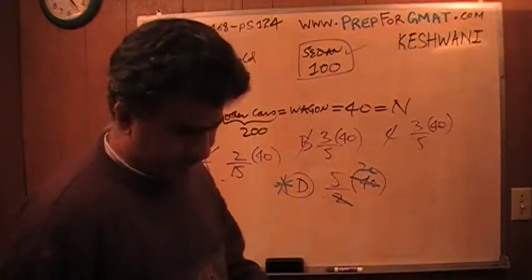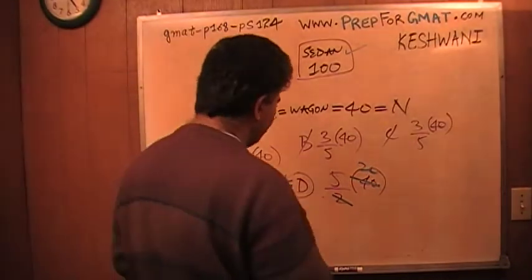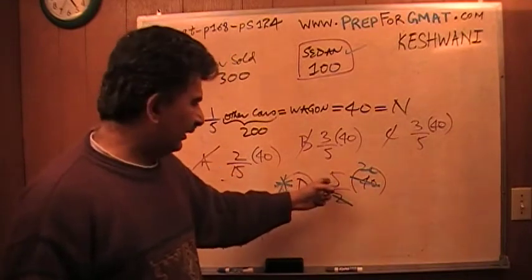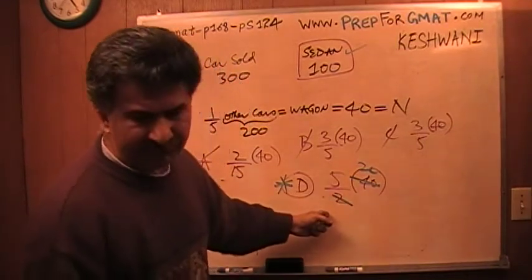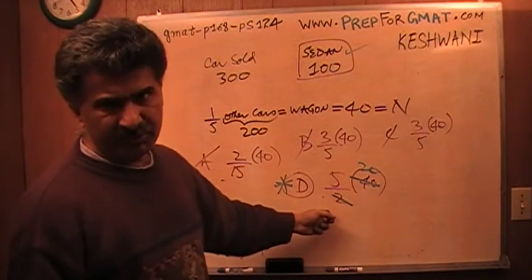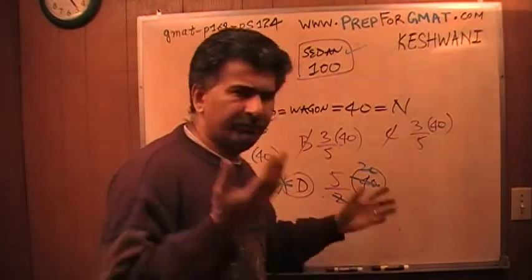What does E say? What does E work out to be? 15 over 2 times n. Well, if 5 over 2 times 40 we just found is 100, then 15 over 2 is going to be 3 times as much. It's going to give us 300. That's not it. Answer is D. That's all. We are done.